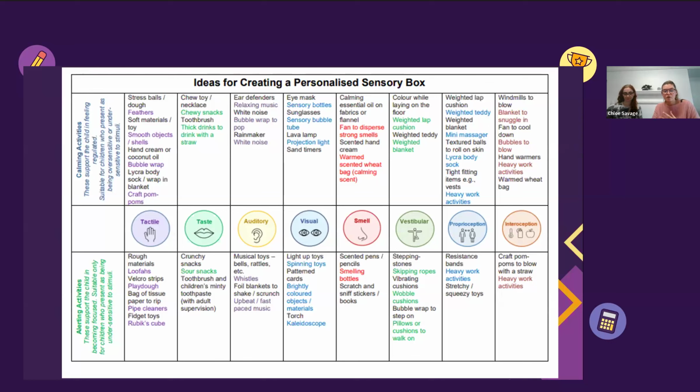Again, if there was a student who was the opposite, hyposensitive, so they didn't get enough stimulation or input from the auditory, some things we could do are the alerting activities below the auditory symbol. For example, provide higher volume things that will stimulate them, like musical rattles, instruments or toys, and whistles.